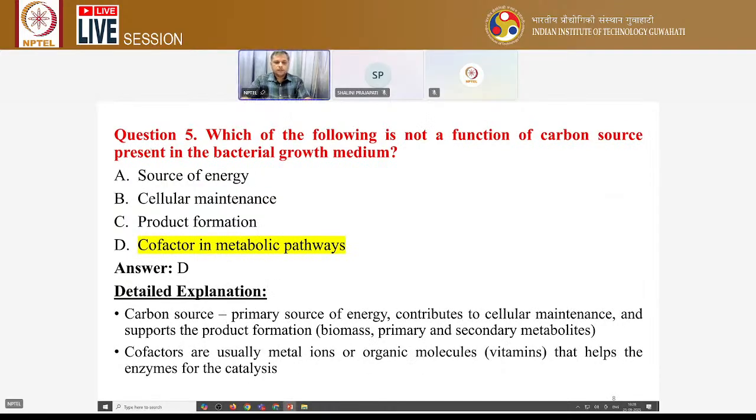Next question: which one of the following is not a function of the carbon source present in a bacterial growth medium? The carbon source acts as a source of energy used for maintenance and used for product formation, but cofactors are typically non-carbon compounds, including metal ions or organic molecules like vitamins.